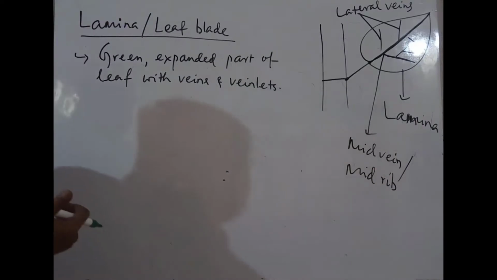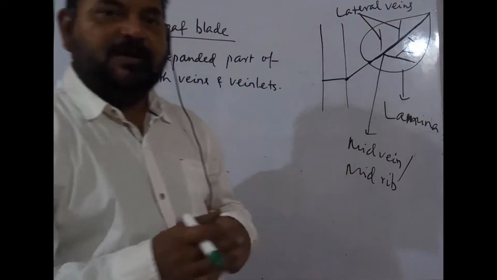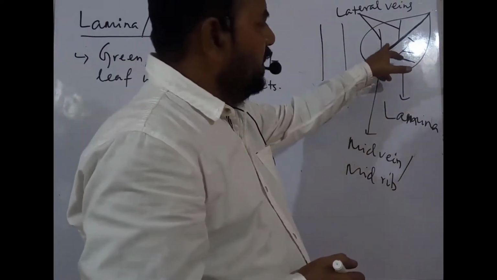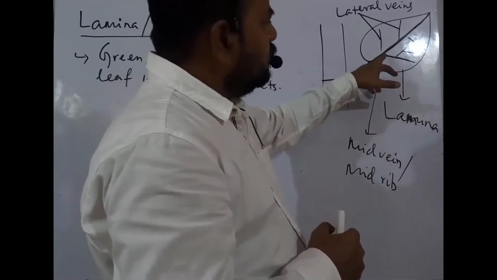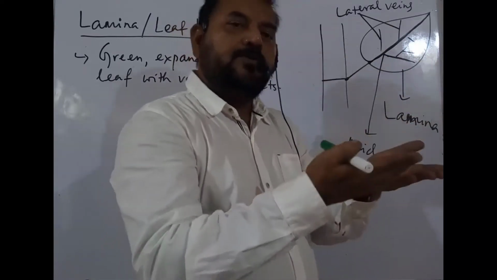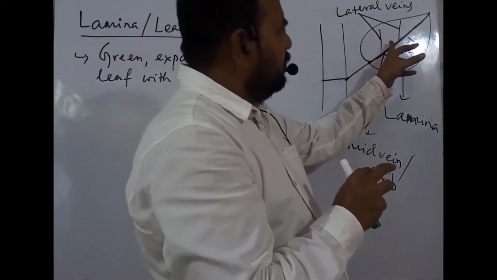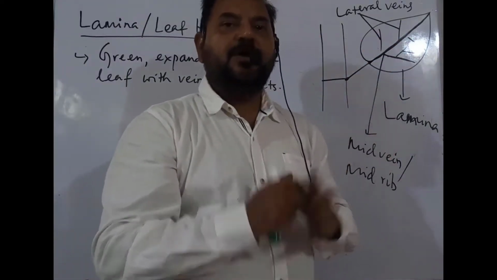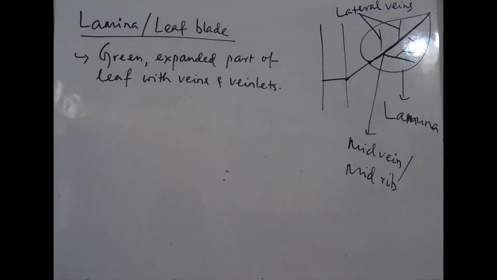ठीक है? और the thickness of the vein is directly proportional to the size of the vascular bundle. इसका मतलब है जो बड़ा वेन है, मेन वेन है, उसमें बड़ा बड़ा vascular bundle होगा, यानी जाइलम फ्लोएम जो होगा वो बड़े साइज का होगा, उसका जो लैटरल वेन है वो फिर उससे छोटा होगा, फिर जो और ब्रांच होगा उसमें भी छोटा होगा. That means the size of the vascular bundle present in the leaves is directly proportional to the size of the vein. So lamina is the green expanded part of the leaf with veins and veinlets. Okay?